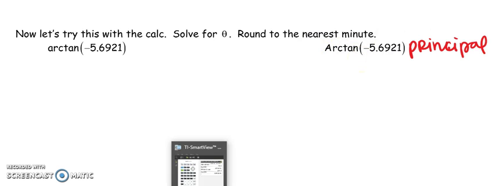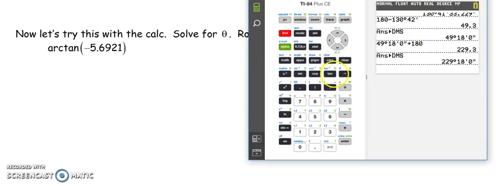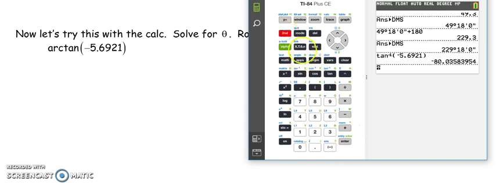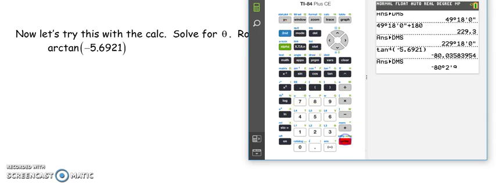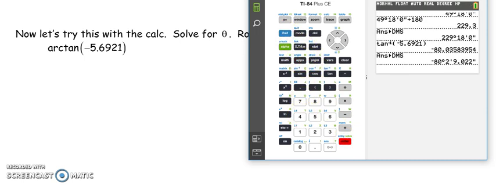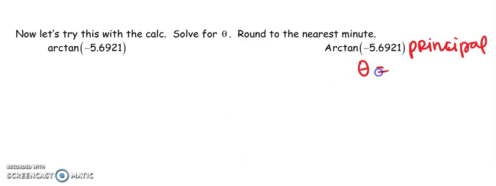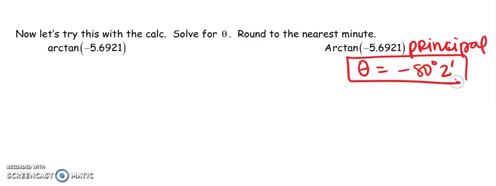So if we go on the calculator, I'm doing second tangent negative 5.6921 and degrees, minutes, seconds. So negative 80 degrees and 2 minutes. Now, the reason why I'm doing this principal value is because we're going to have to use it over here anyway. And I want you to remember, the period is 180.